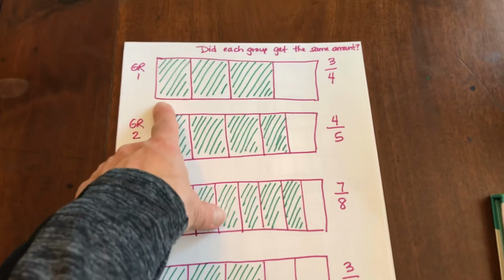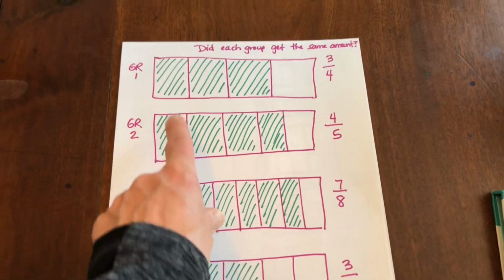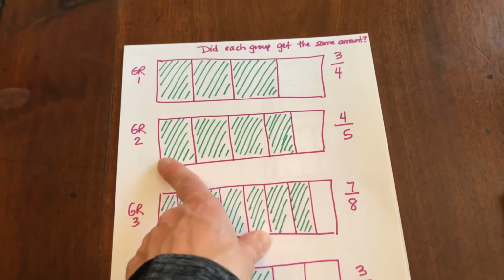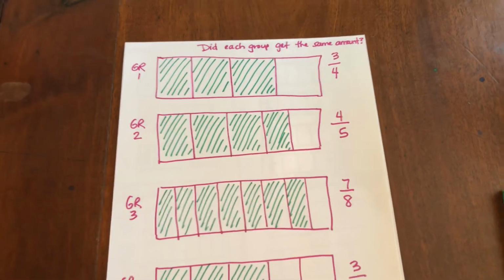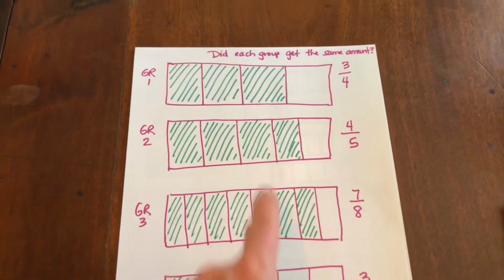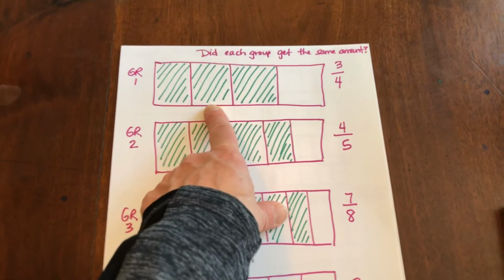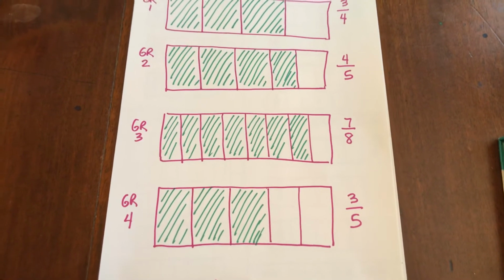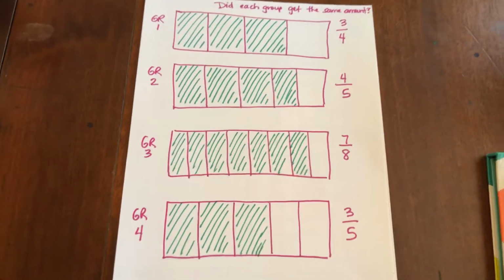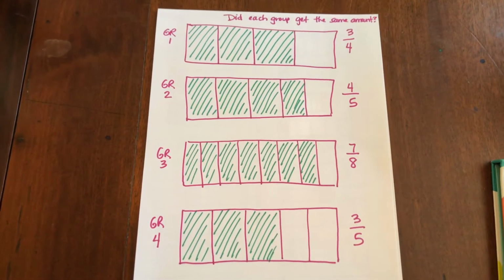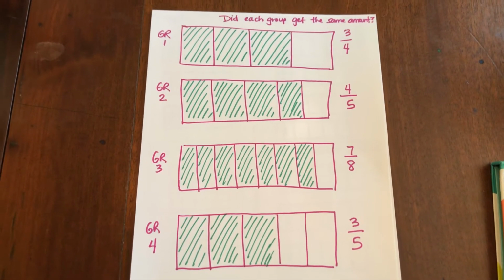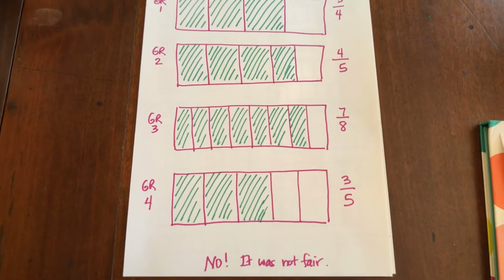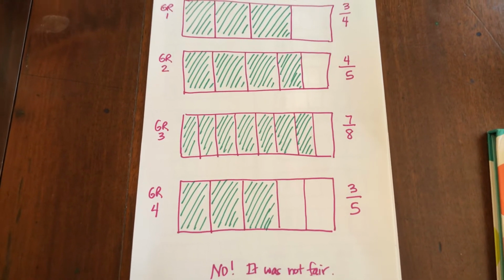Group 1 also got almost a whole sub, and so did group 2. Group 2 got almost all of a sub. They got 4 out of 5 pieces. Group 1 got 3 out of 4 pieces, and group 4 only got the 3 out of 5. So by making these drawings and putting all these subs next to each other, it's really easy for me to compare and see, wow, it was not fair. They didn't get the same amount.